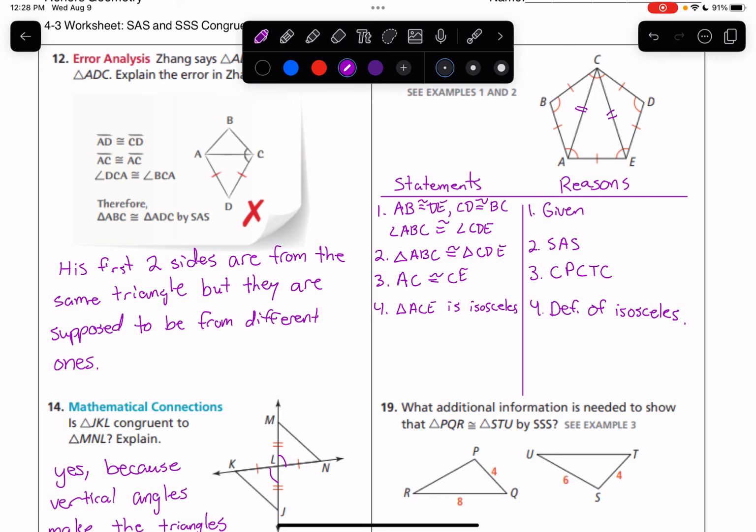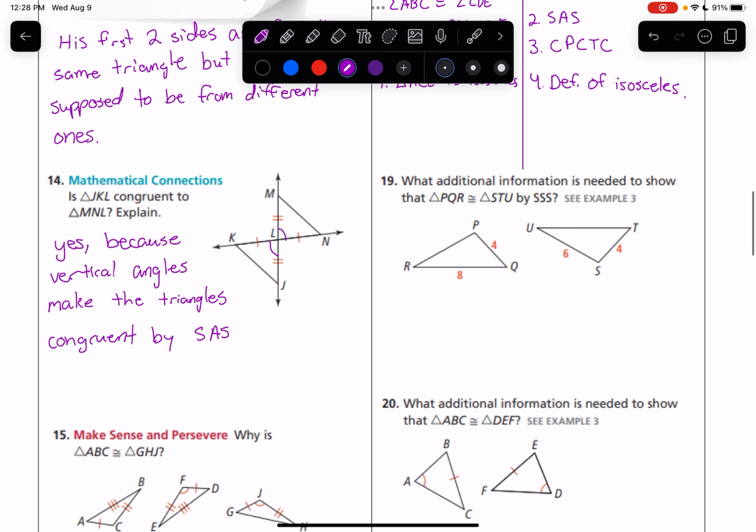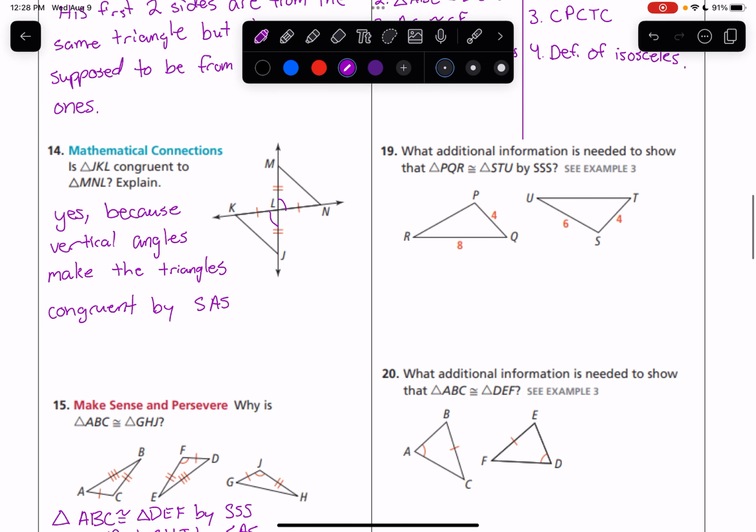And there you have it. Not too bad there. Number 19, what additional information is needed to show that these two triangles are congruent by side, side, side? Well, if they're congruent by side, side, side, I need to know that all three sides of triangle PQR are congruent to all three sides of TUS. So I need 2 more pieces of information.